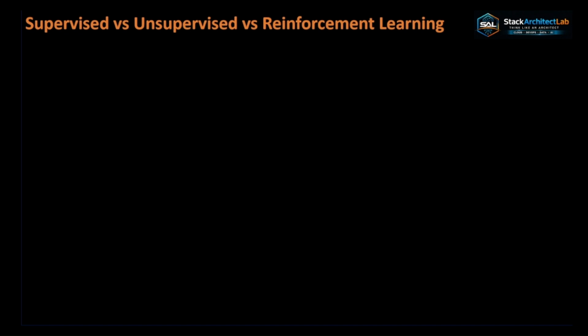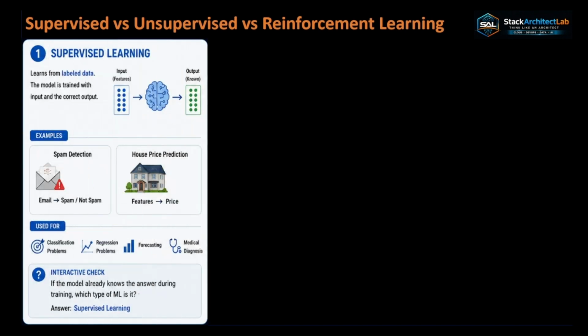So let's summarize again. As we have discussed earlier, imagine I'm teaching a child how to identify animals. I show a picture and say this is a cat, then another picture, this is a dog, then another, this is a cat, and the child will learn because I'm providing both the question and the answer. This is exactly how supervised learning works.